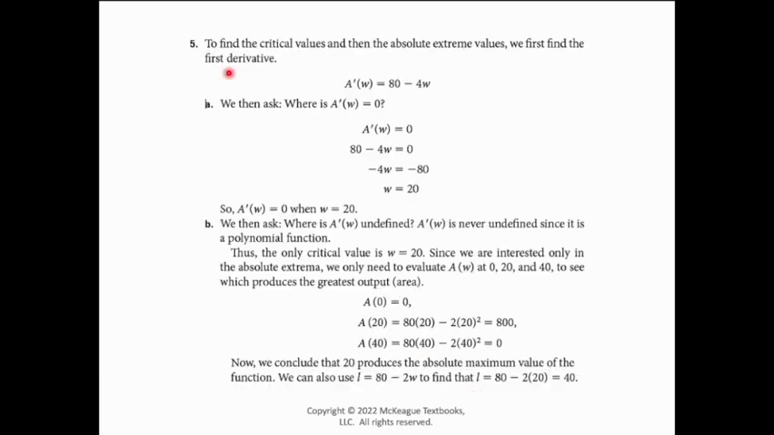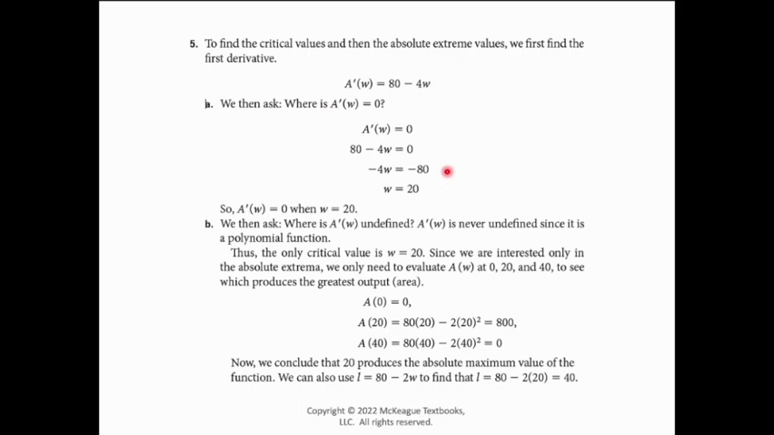So now that we have our area defined and we have a function for that, now we go and take the derivative. Now, we had 2 equations in this problem. We had the equation for the perimeter, and we had the equation for the area. Because we're trying to maximize the area, that is what we need to take the derivative of. So I take the derivative of the area, and I get 80 minus 4W.